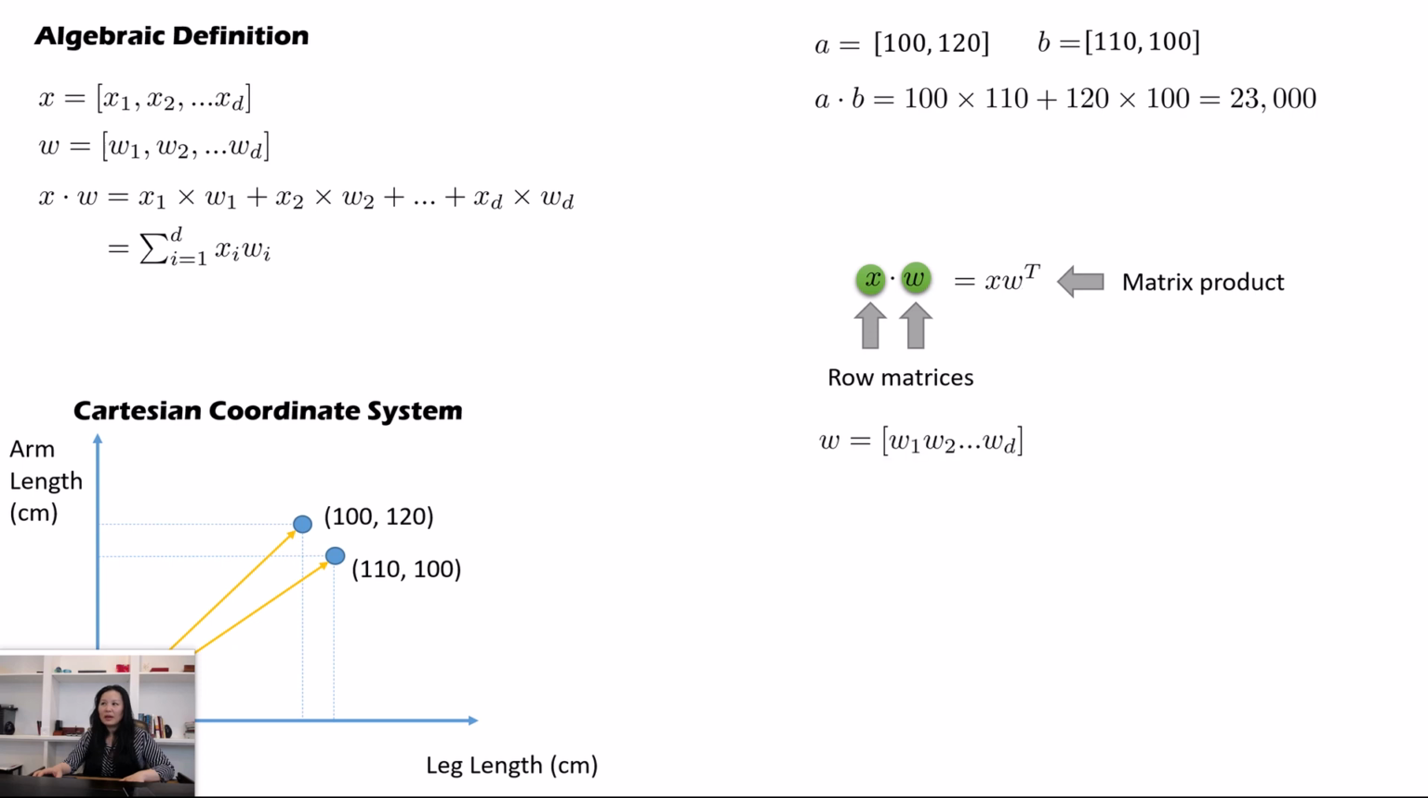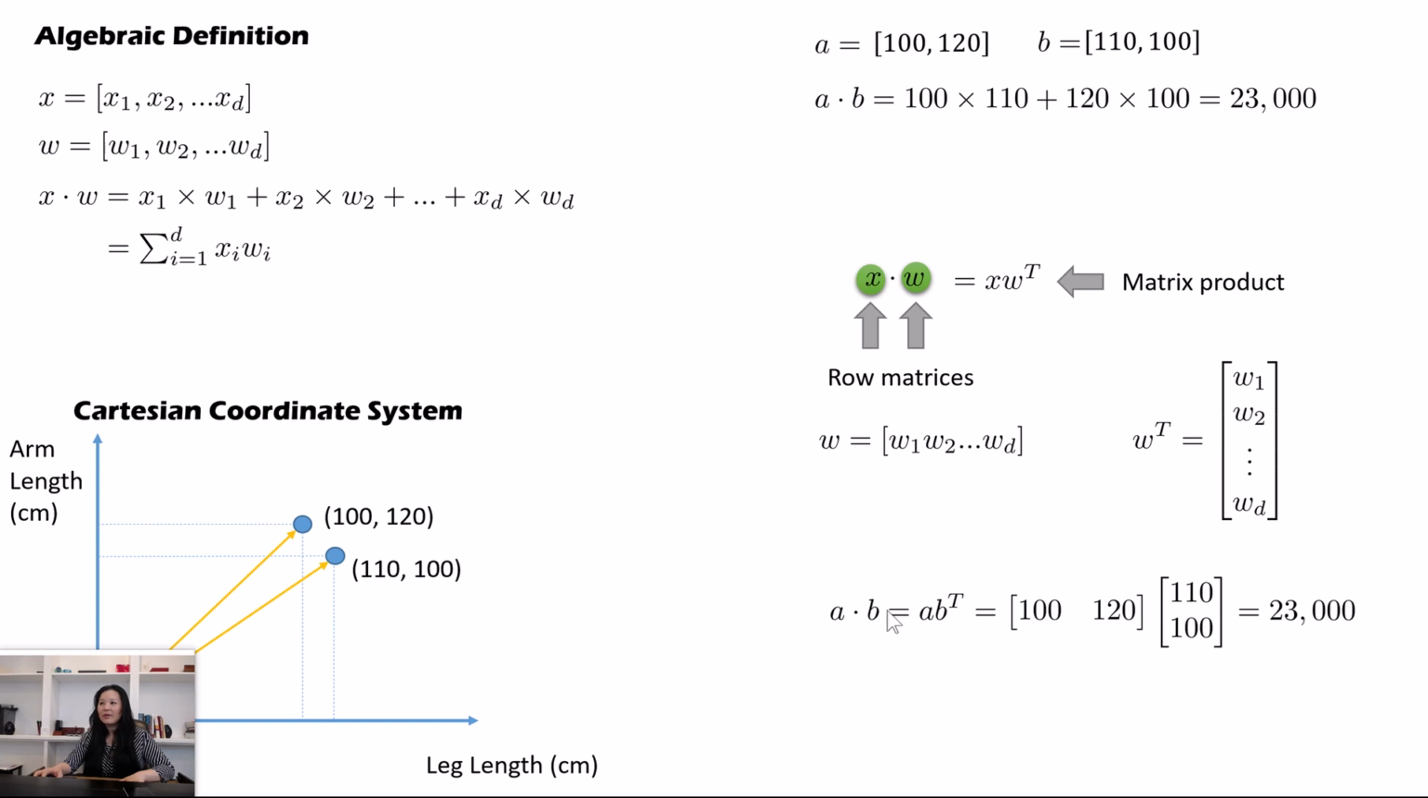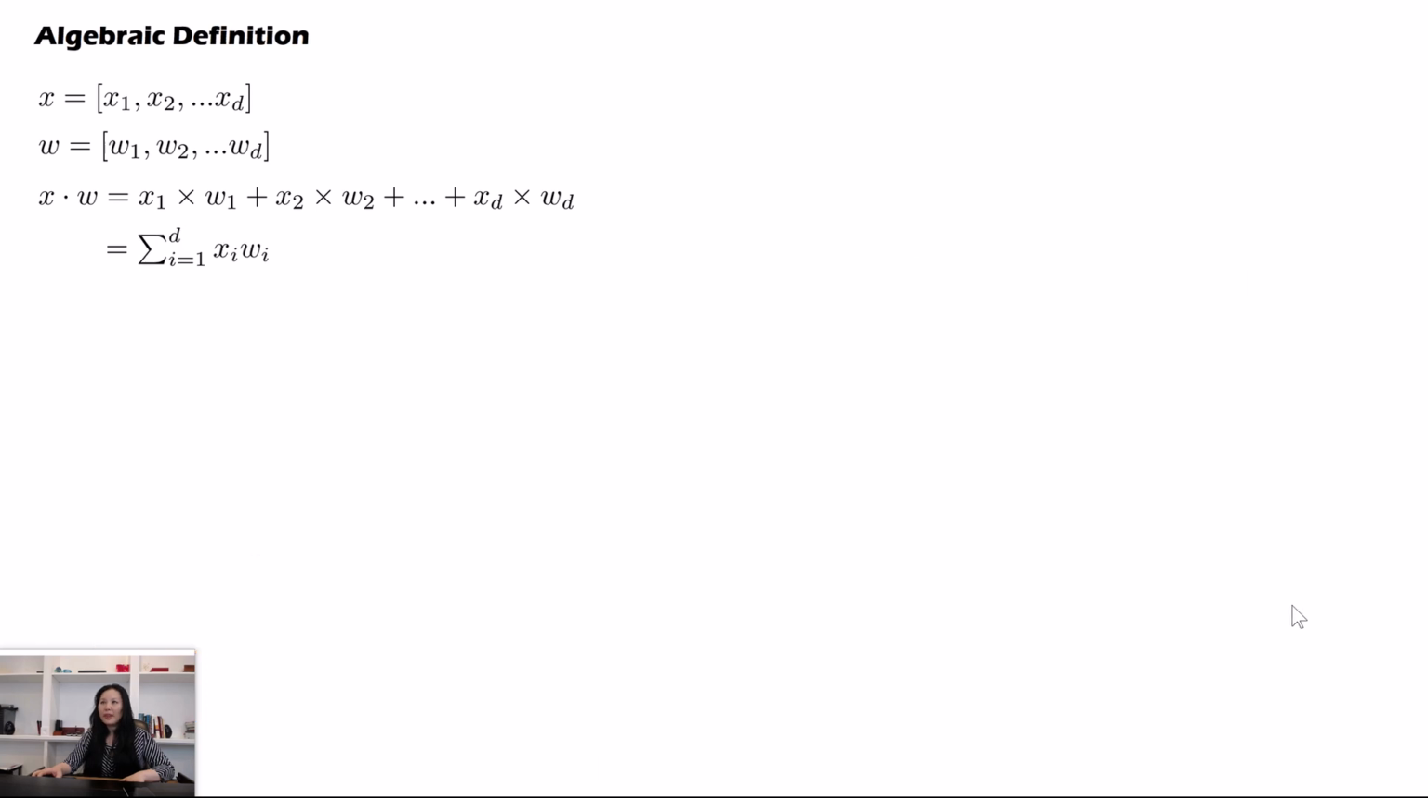What this means is that if we have a row matrix w with d components, we transpose it, we'll get the column matrix looking like this. So we have A dot B equal to A times B transpose, and we get the same result. Now, after we have the algebraic definition, we'll talk about the geometric definitions.